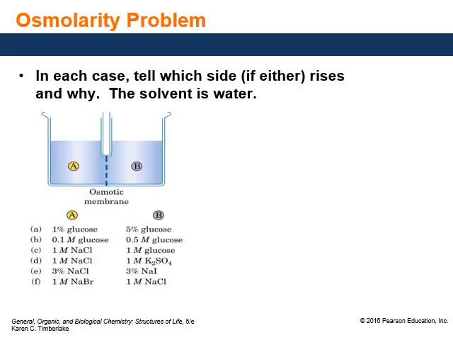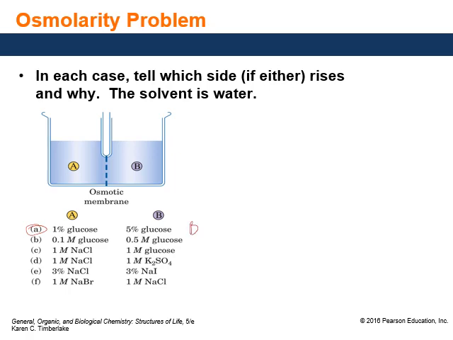Right. And this is the last kind of question. In each case, tell which side, if either, rises and why, with water as the solvent. So you guys can try this. For instance, example A is 1% glucose, B is 5% glucose. So liquid is going to go from less concentrated to more concentrated. So it's going to rise on the B side, right? So here it's going to rise on B.